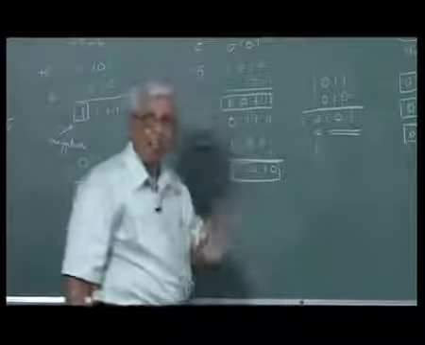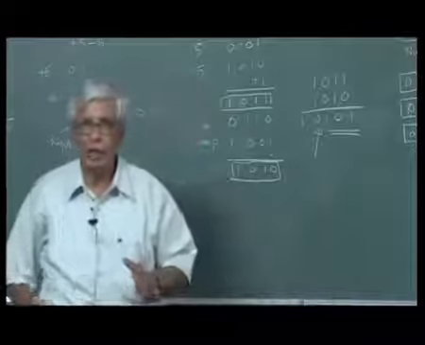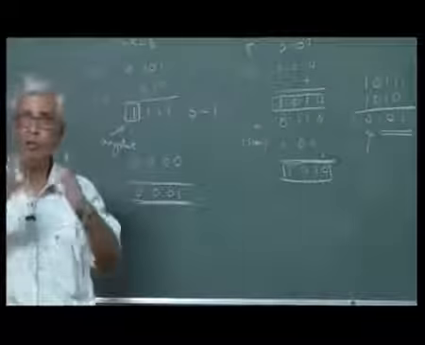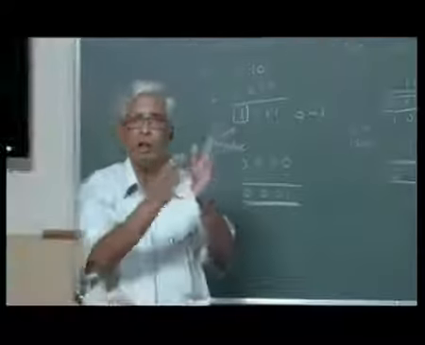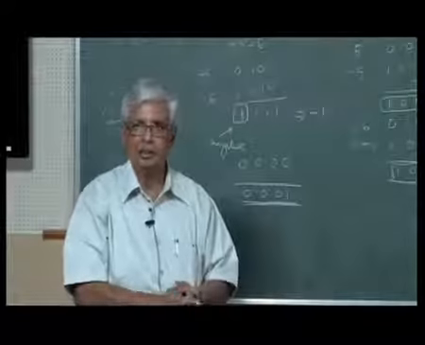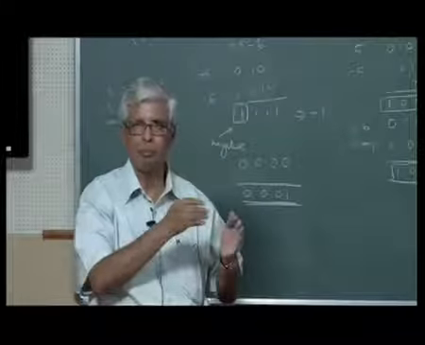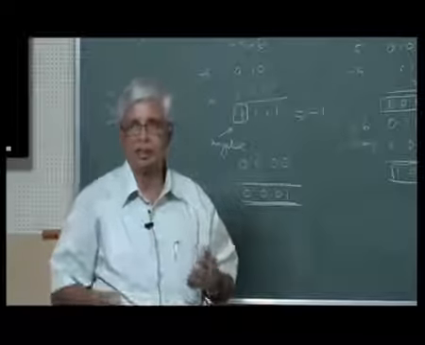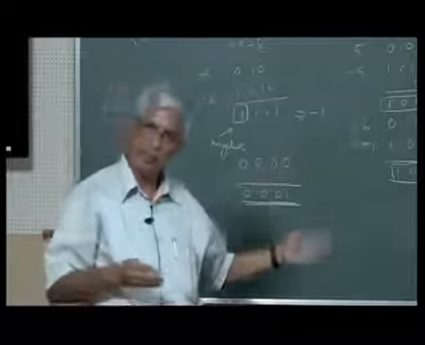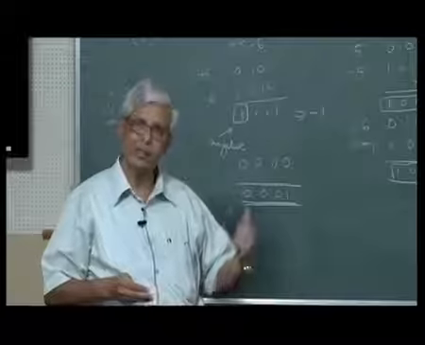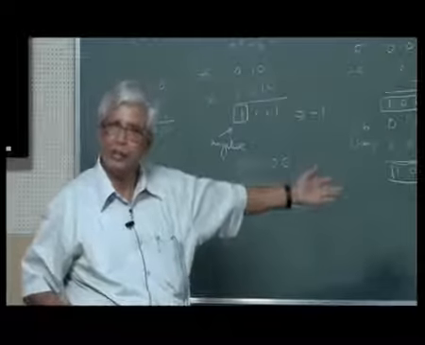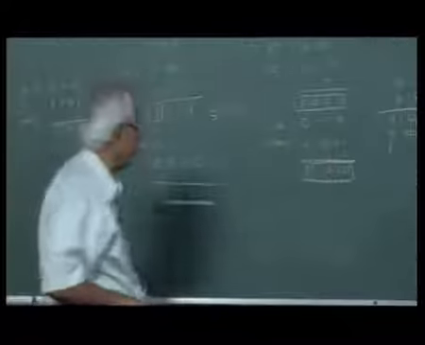Why is it wrong? Because the answer is minus 11, and we have 4 bits, out of which 1 bit is the sign bit. So I can only go from plus 7 to minus 8. It is 2's complement, 4 bits, 3 bits for magnitude, minus 8 to plus 7. It falls outside the range. This is called an overflow error.